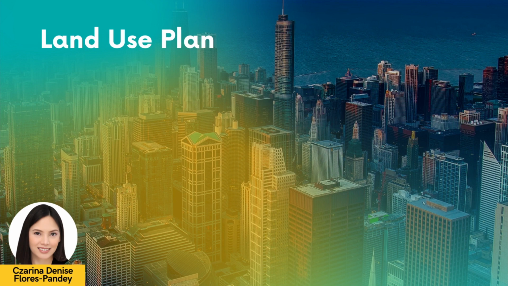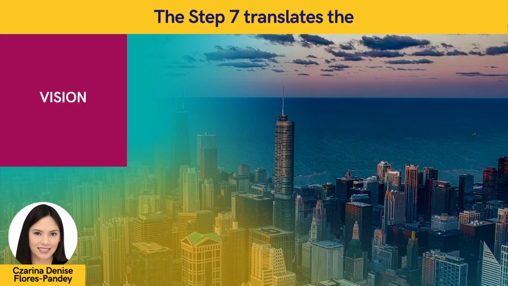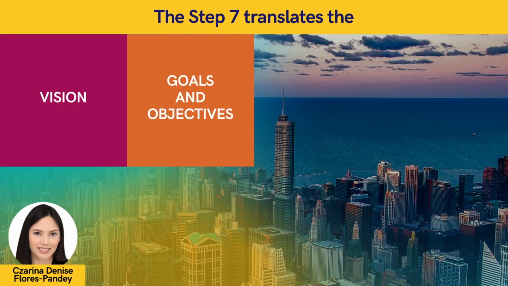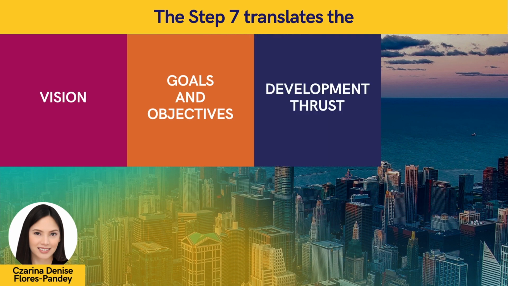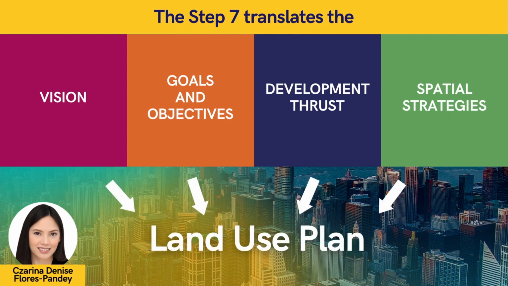What is land use plan? Land use plan is the rational approach of allocating available land resources as equitably as possible among competing user groups and for different functions consistent with the development plan of the area and the program under Republic Act No. 7279. Step 7 translates the vision, goals and objectives, development thrust, and spatial strategies into land use plan.